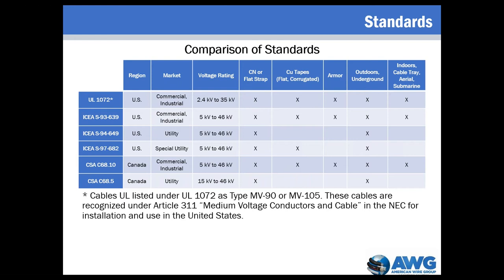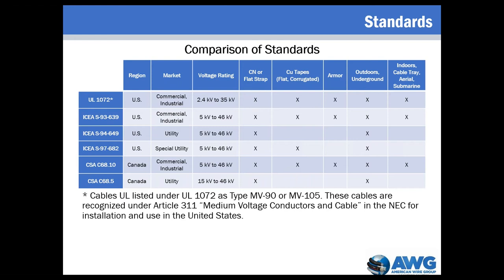Cables under this standard include a metallic shield consisting of round copper concentric neutral wires or concentric flat copper straps, flat or corrugated copper tapes, or a combination of these. Also, armoring options include aluminum or steel interlocked armor or continuously corrugated and welded aluminum sheath armor. These cables may be manufactured, tested, and marked for installations exposed to direct sunlight, direct burial, indoors with flame spread markings, cable tray markings, aerial or submarine applications.